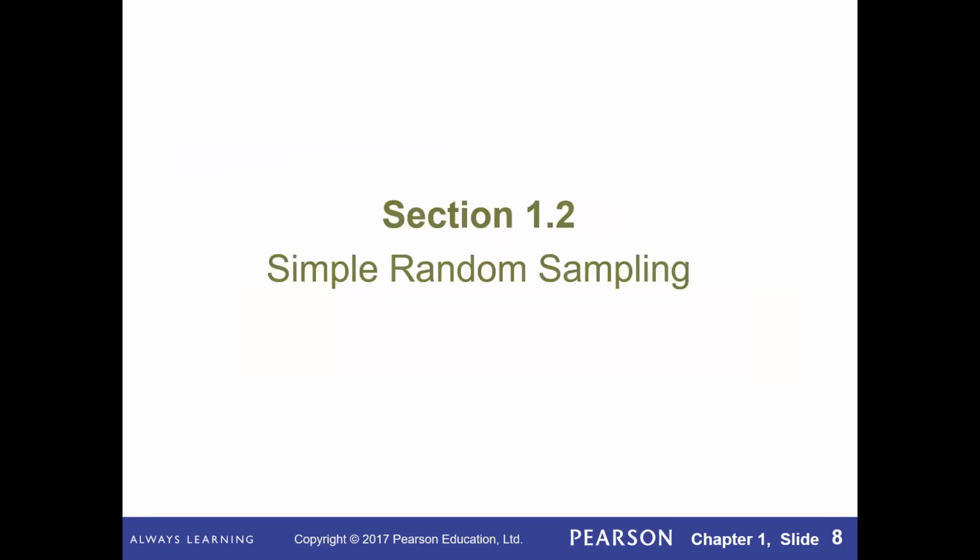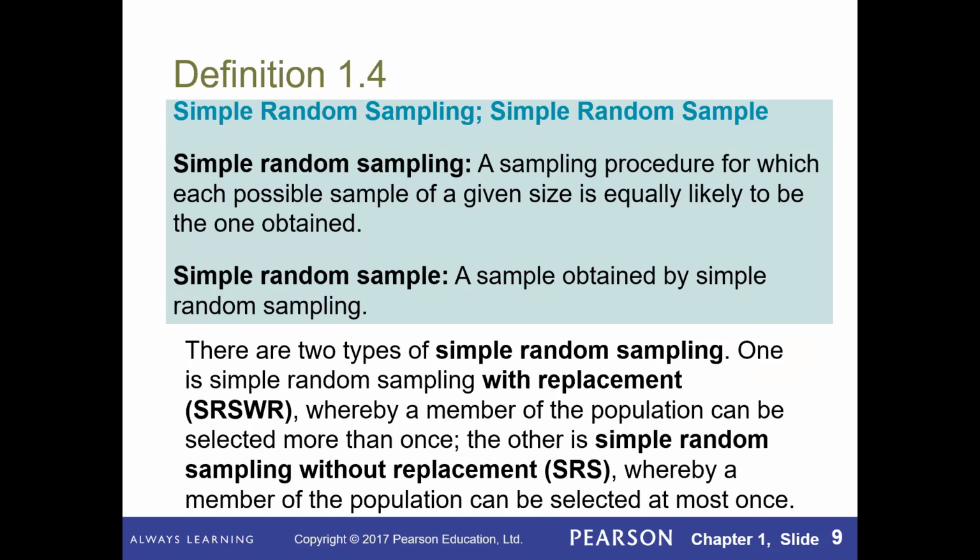Okay, another concept is simple random sampling. Simple random sampling is a procedure for which each possible sample of a given size is likely to be the one obtained. And a simple random sample is simply a sample which is obtained by using simple random sampling.